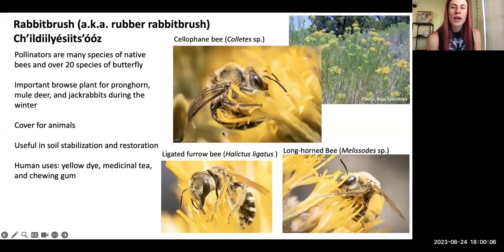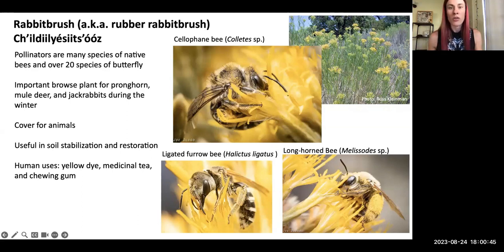Next, we have rabbit brush. So lots of beautiful bees like to visit rabbit brush and are pollinators of this plant. There are lots of species of butterflies that are pollinators of it. And it's a very important plant in our New Mexico landscape. So this plant is an important browse plant for pronghorn, mule deer, jackrabbits, especially in the wintertime. It provides cover for a lot of different animals. It's useful in soil stabilization and restoration. And it also has some human uses like yellow dye and that sort of thing.